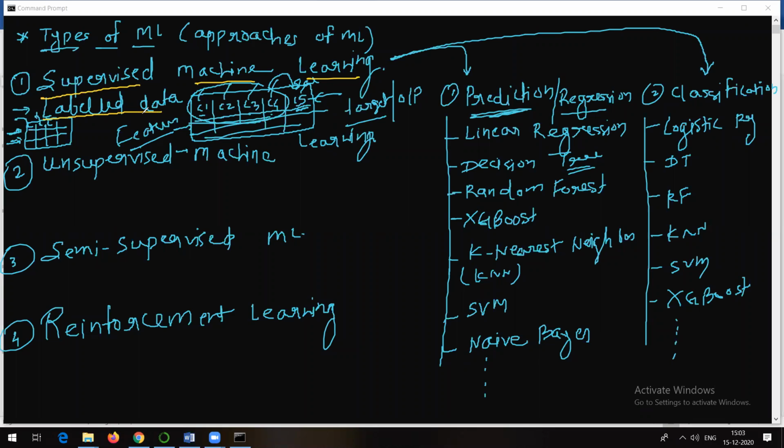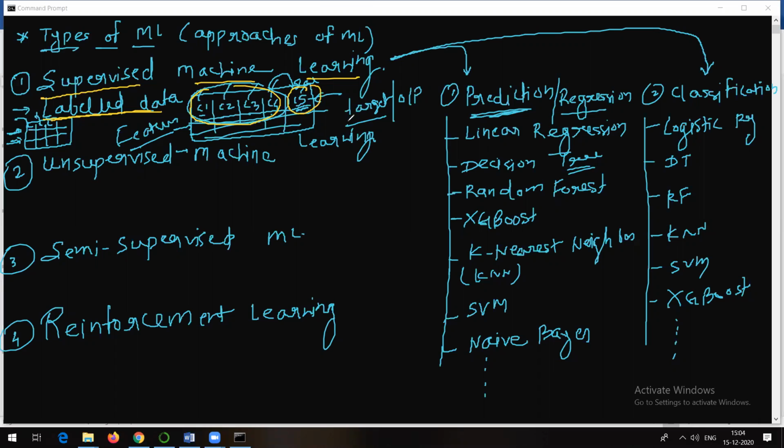Try to understand. In supervised machine learning approach, the data is labeled data. What is labeled data? It is the data where you are aware about the input as well as the output in advance. That is called labeled data. I hope everything is clear about supervised machine learning approach.